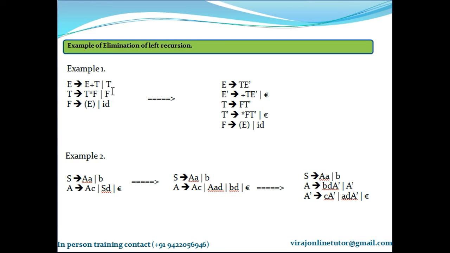If I compare this with the formula, it says A gives A alpha or beta. If I compare this with the formula on the previous slide, it depicts A gives A alpha or beta. So what the formula says is A gives beta A dash, and A dash gives alpha A dash or epsilon.